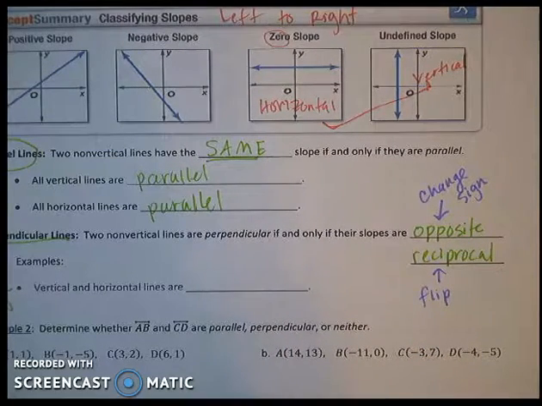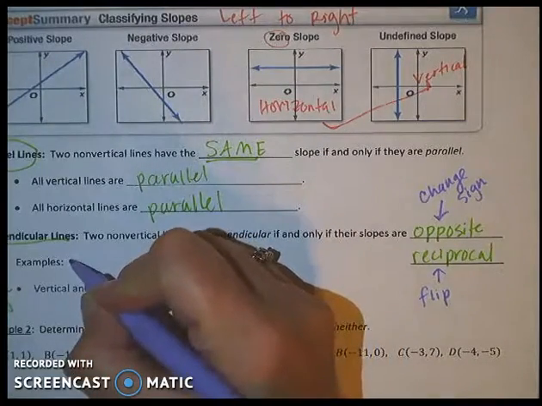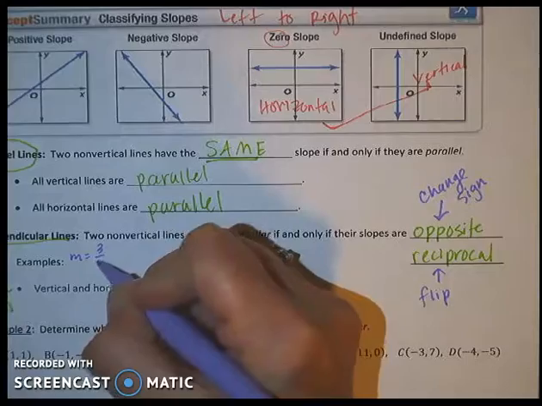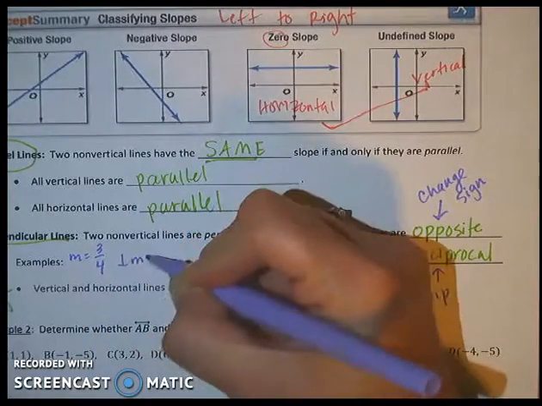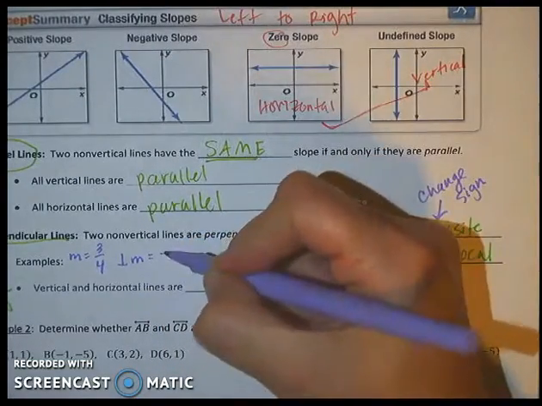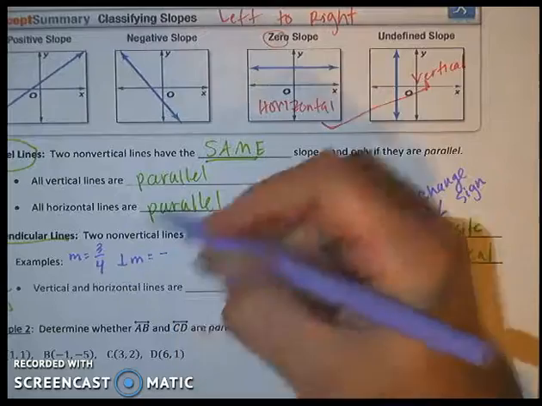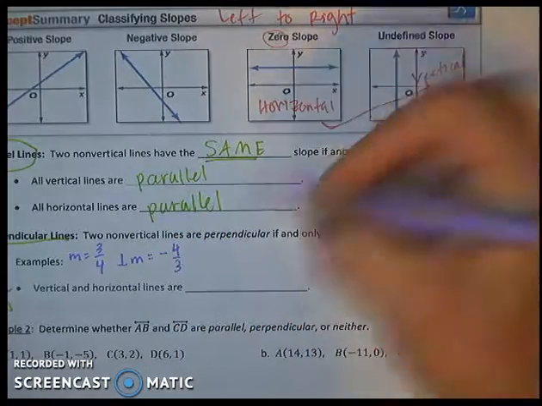So some examples of opposite reciprocals. If I have the slope of 3/4, the perpendicular slope, remember upside down t is perpendicular, because this is positive, the perpendicular would be negative. Because this is 3/4, it's going to be 4/3. So that is opposite reciprocals.